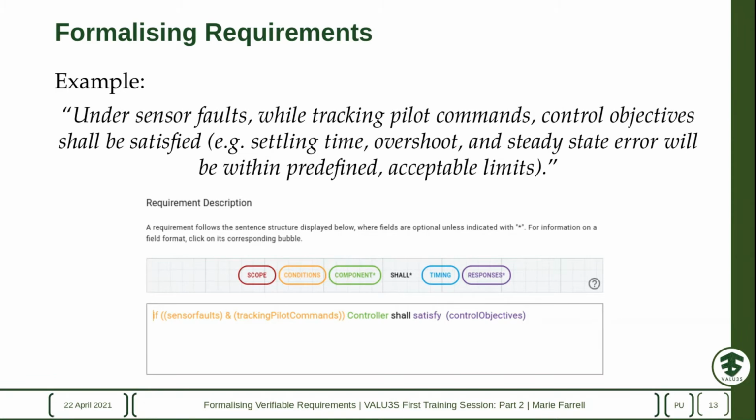For example, we've used Booleans here for sensor false, tracking pilot commands, and control objectives. So it's obvious to someone reading this requirement in FRETish that those things haven't yet been expanded, and that obviously they should be for more detailed requirements, depending on, of course, the level of detail you want to go into.